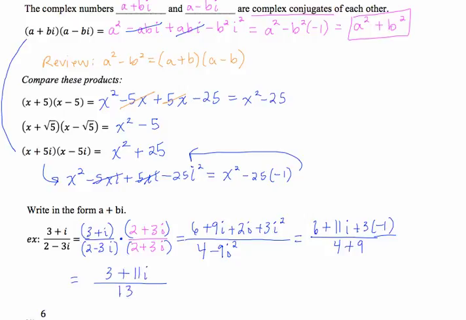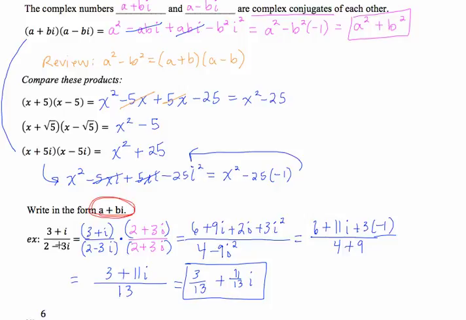Now it's getting closer, but it's still not in this form that we want it in, a plus bi. We want it to look just like that, where a and b are real numbers. So all we have to do to write it like that is to split this into two fractions, 3/13 plus 11/13 times i. Now it's in the form a plus bi. So that's it.